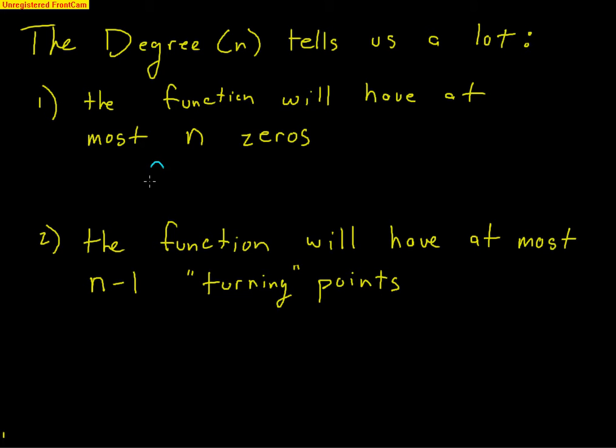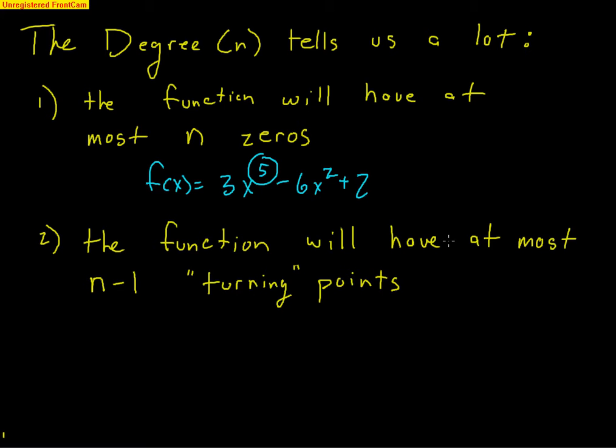So if we have a polynomial like 3x to the 5th minus 6x squared plus 2, my degree is the 5 right here, the largest exponent. That means I have at most 5 real zeros. So I can have 5 zeros, 4 zeros, 3 zeros, 2 zeros, or 1 zero. Now, could I have 0 zeros?